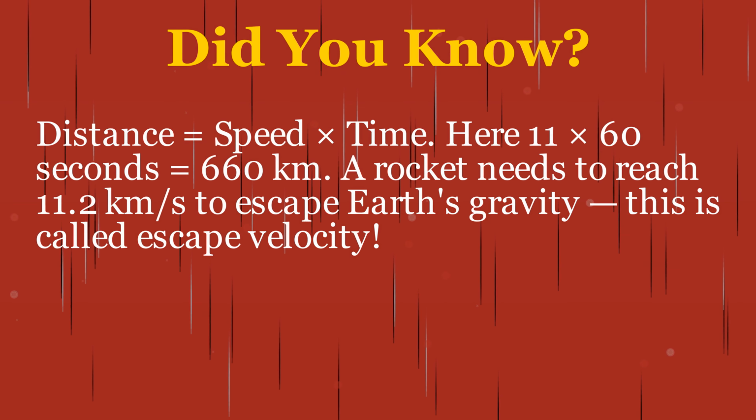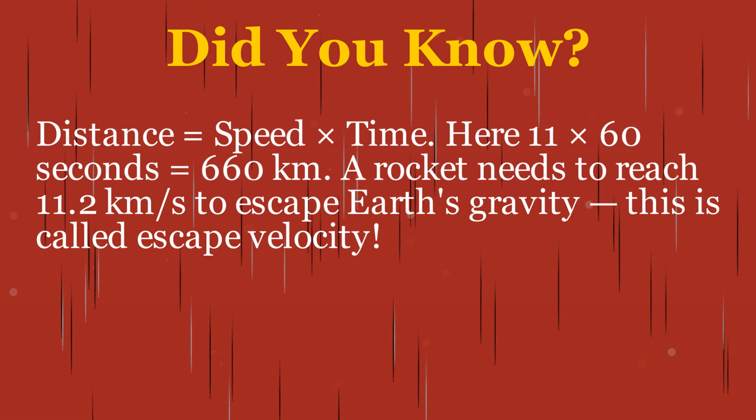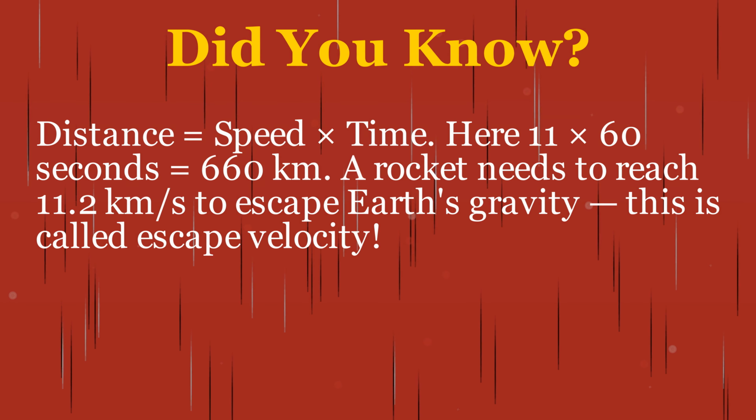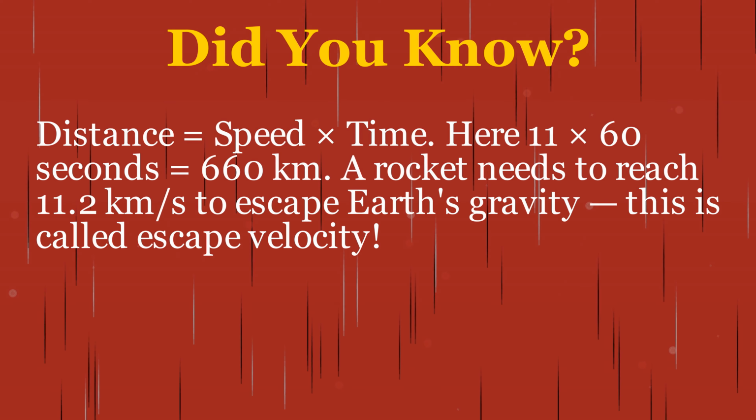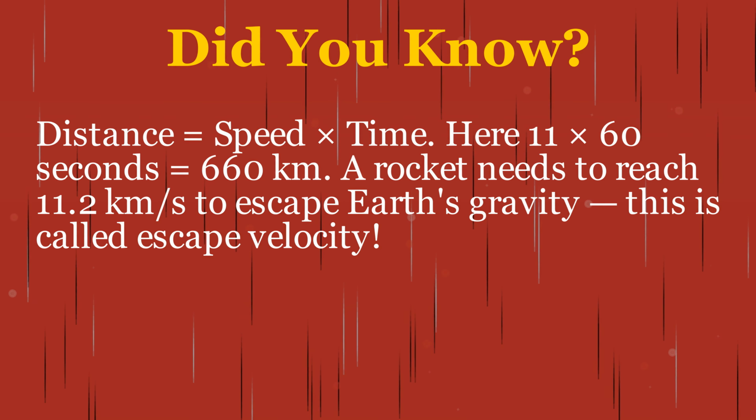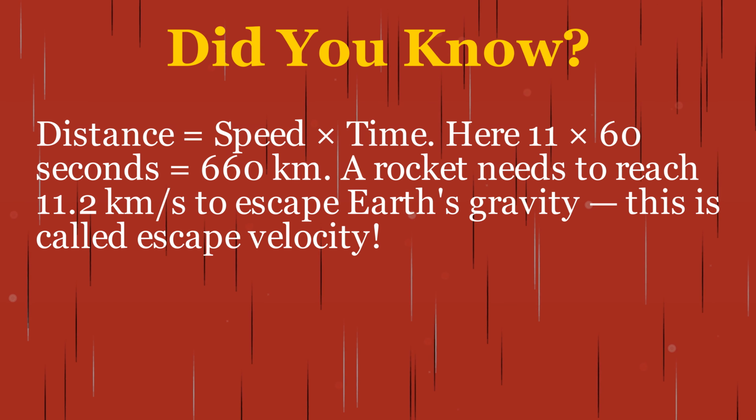Let's learn something new. Distance equals speed times time. Here 11 times 60 seconds equals 660 kilometers. A rocket needs to reach 11.2 kilometers per second to escape Earth's gravity. This is called escape velocity.